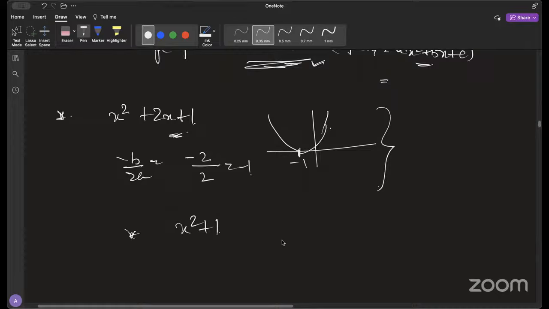No intersection of the x-axis. It opens upward, above the x-axis. And what about the vertex? Those two things are enough.